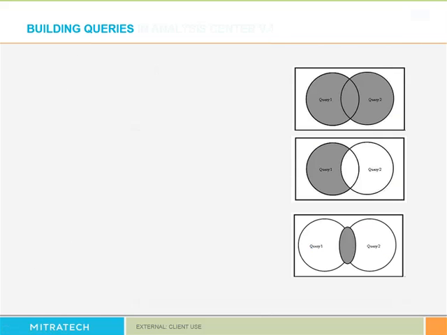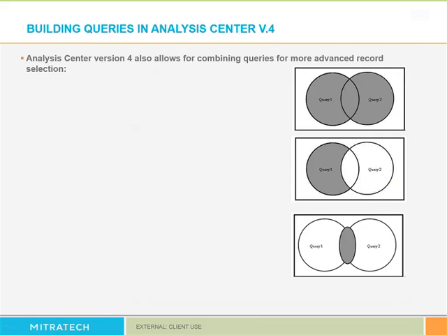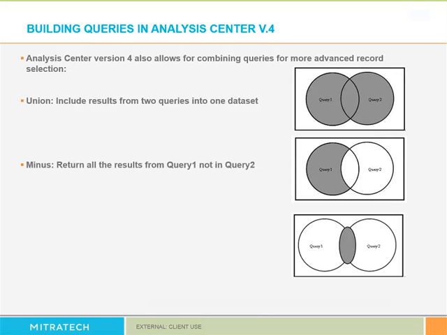Now, in version 4 of Analysis Center, which is potentially a version that you're on today if you have a very recently implemented on-premise installation, or something that you'll be moving to if you're hosted along with all of your reports, there's some additional functionality and tools available for you. For example, you can create what are called union queries. If you take a look at the right-hand Venn diagrams, it visually describes how these work.